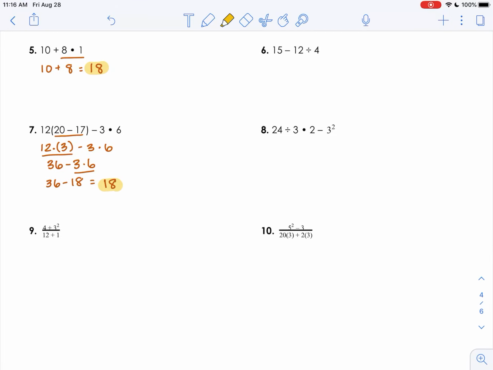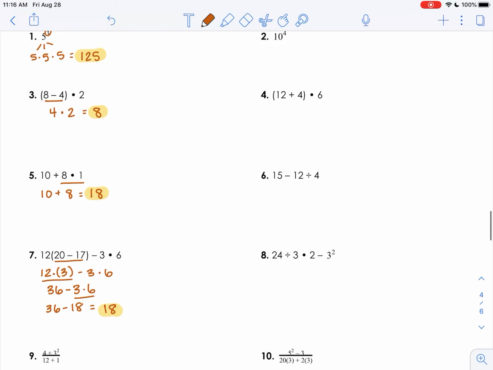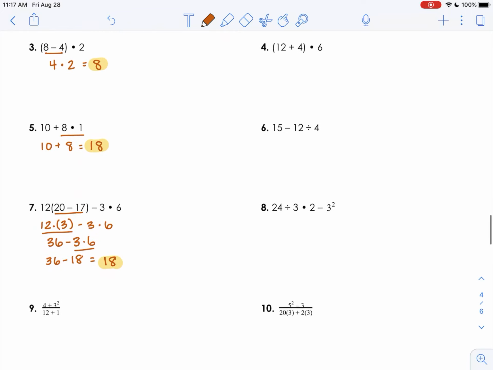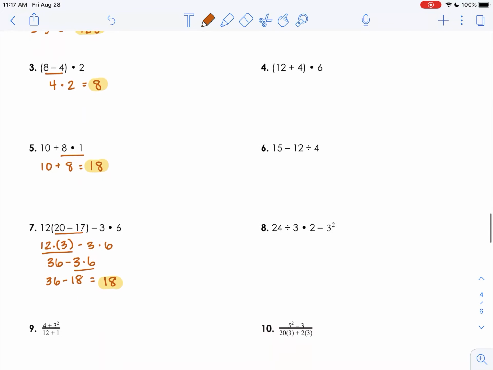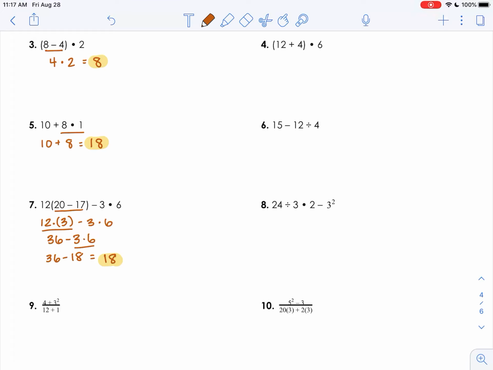On number 9, we have a fraction. If you remember from the guided notes page, we're going to treat a fraction, the numerator and the denominator, separately, and then we're going to divide or simplify the fraction at the very end. So first I'm just looking at the top, 4 plus 3 squared. If I think about PEMDAS, I would start with parentheses, which there are none, so I'm moving on to the exponent. I have 3 squared, which means I have 3 times 3. So I'm going to have 4 plus, and then 3 squared is 9 on top. On the bottom, I just have 12 plus 1, which is 13.